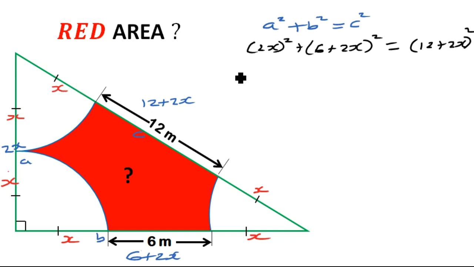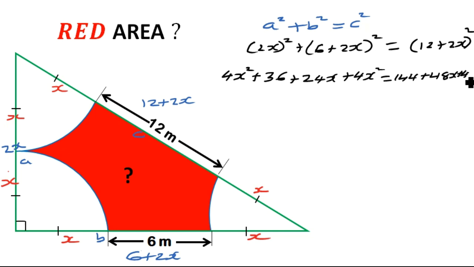So (2x) squared you will get, that is 4x squared. If you expand this bracket, (6 plus 2x) squared, using the quadratic identity, you will have 36. 6 times 2x is 12x, times 2, that is 24x. Then 2x times 2x is 4x squared, equal to what? If you expand this again with the quadratic identity, 12 squared will be 144. 12 times 2x will be 24x, times 2, that will be 48x. Then (2x) squared you have 4x squared.